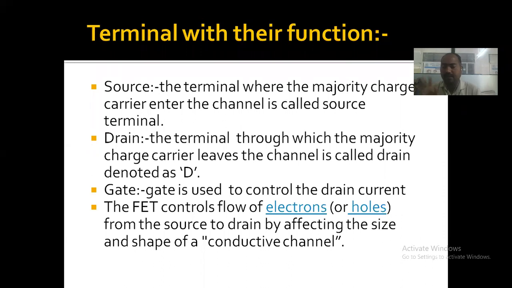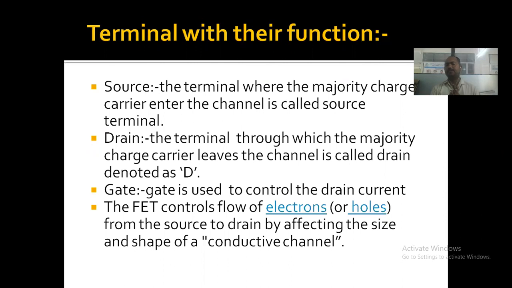I'm telling you, either electron or holes, because in case of N channel there should be entrance of the electron. In case of P channel there should be entrance of the holes, right? So whatever the electrons and holes enter from the source should be going outside through the drain terminal, right? Gate, drain, source, these are three terminals.